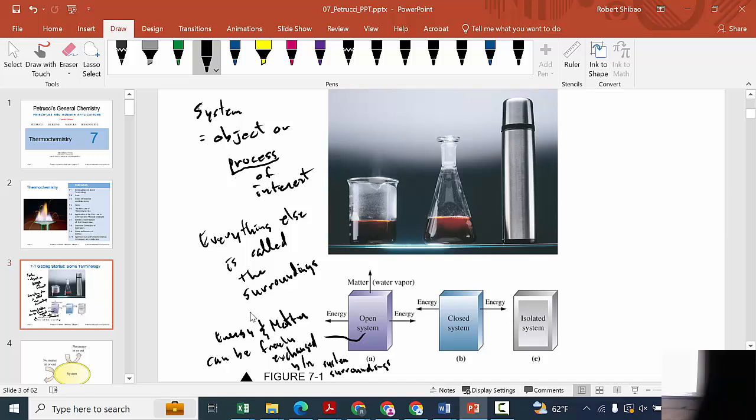The process of interest. It's the subject of the study, let's say. And so the surroundings would be out here. This would be your surroundings. Everything else is the rest of the universe, plus the rest of the universe.